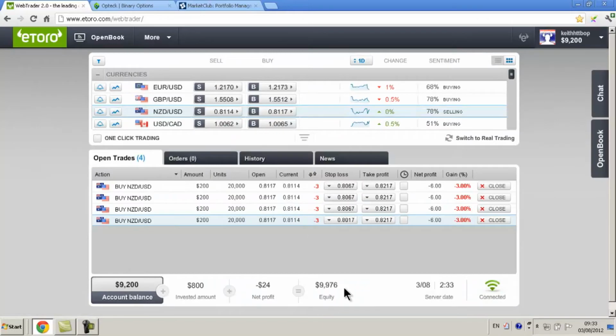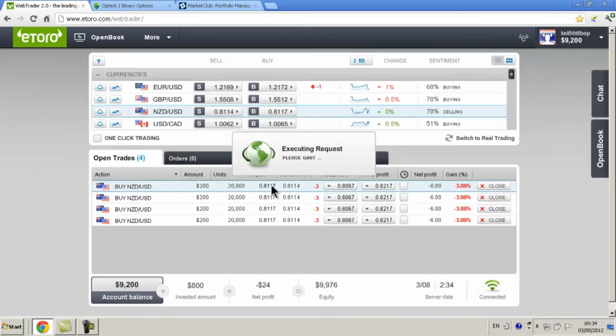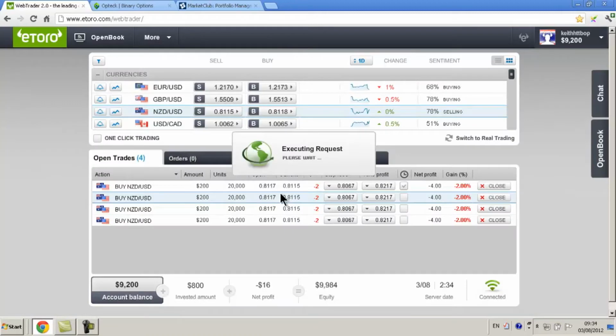Right, the next thing we're going to do is set it up to trade over the weekend. Just underneath that little clock there, you can tick this. Here it says, position will remain active over weekend. On Friday at 8 p.m. GMT, your balance will be charged with a fee of $3, so bear that in mind. There's another $3 we're going to be looking at. A tick comes in there once it's been approved. And okay.